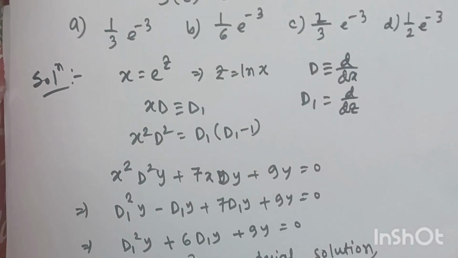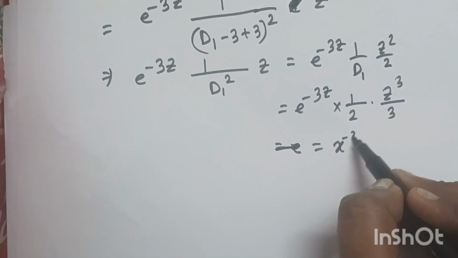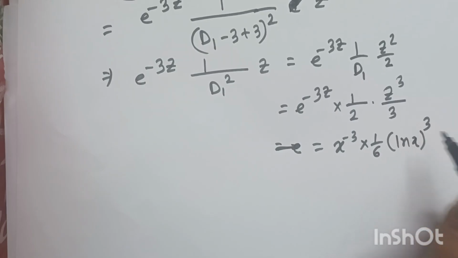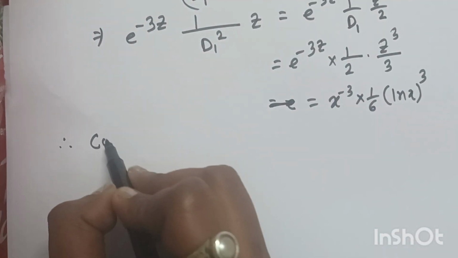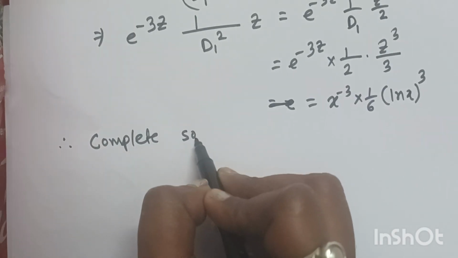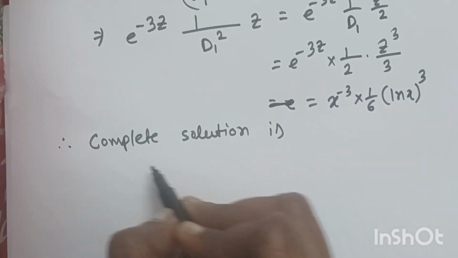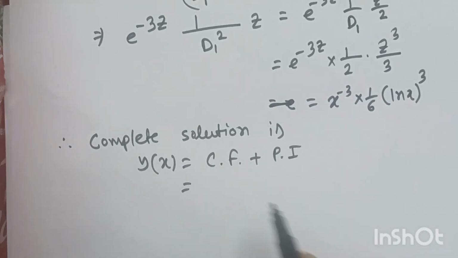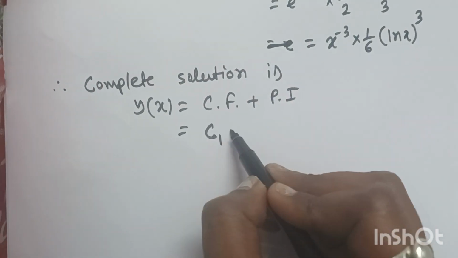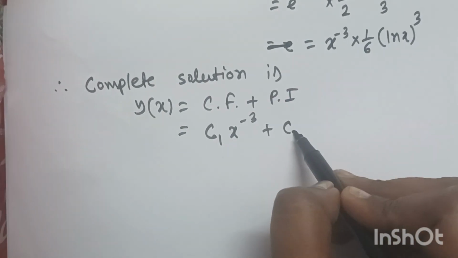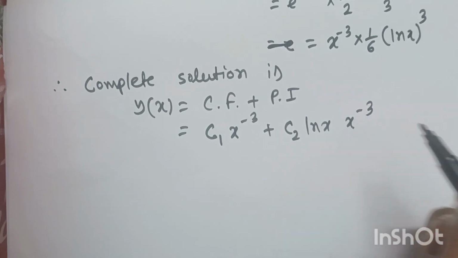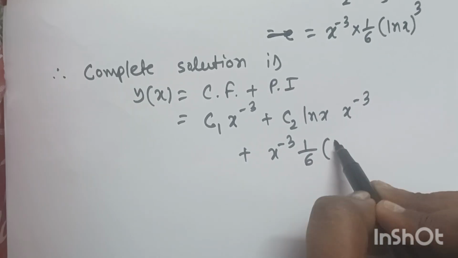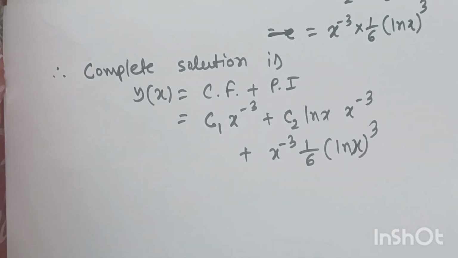So finally, if we put x equal to e power z and z equal to ln x, the PI will be x power minus 3 times 1 by 6 with (ln x) power 3. So now the complete solution of y(x) will be the sum of CF and PI. So y(x) equal to CF plus PI, where CF is C1 x power minus 3 plus C2 ln x with x power minus 3, and the PI is 1 by 6 x power minus 3 (ln x) power 3.